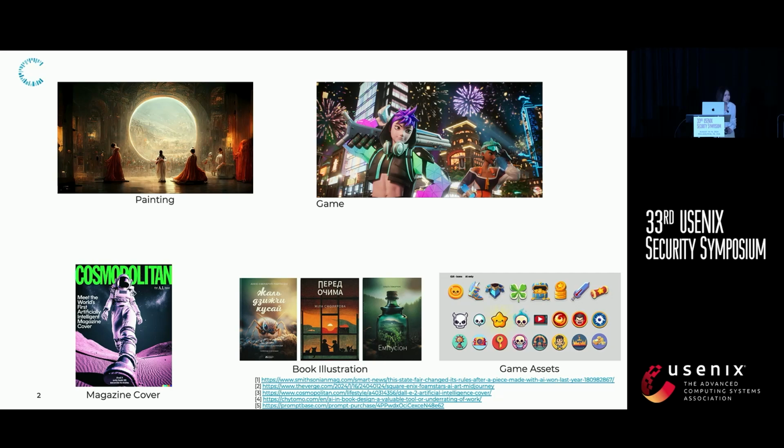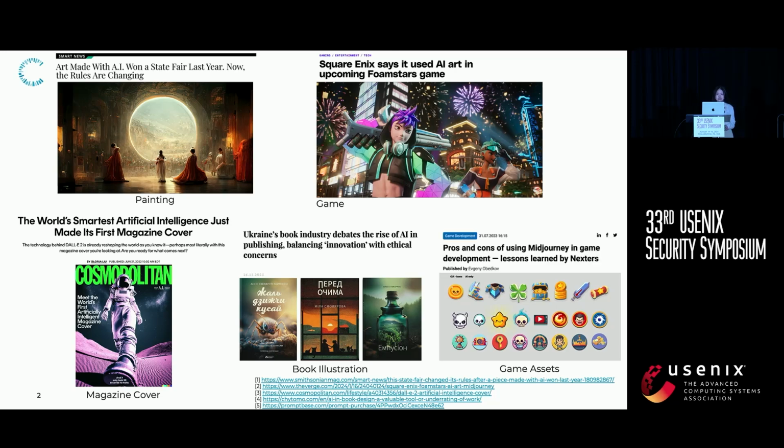So to start this talk, I want to first show you some gorgeous pictures. So you can see that they are in very different styles, right? And also in very different types. Of course. So here we have audio painting, we have game page, book illustration, magazine cover, and also game assets. So actually, all of these images, they are generated by text-to-image generation model. And as you can tell, text-to-image generation model has already been widely used in industry across multiple domains.